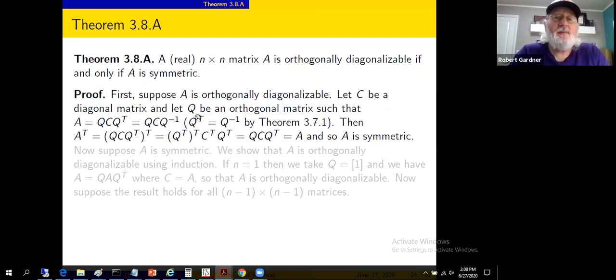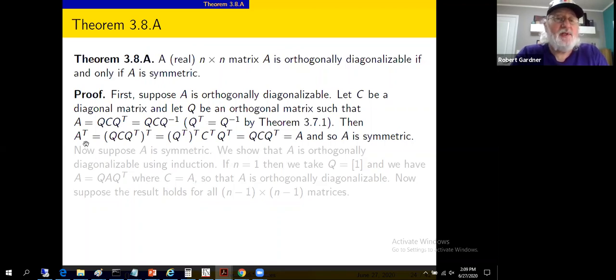Say C is a diagonal matrix and Q is an orthogonal matrix such that A equals Q C Q transpose. That's what orthogonally diagonalizable means. For an orthogonal matrix, its inverse and its transpose are the same thing. Q transpose equals Q inverse for orthogonal matrices, we argued earlier and have used repeatedly. So we get Q C Q transpose. C is diagonal because that's what orthogonally diagonalizable means.